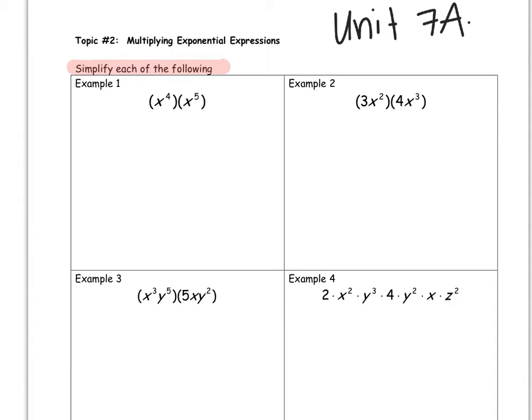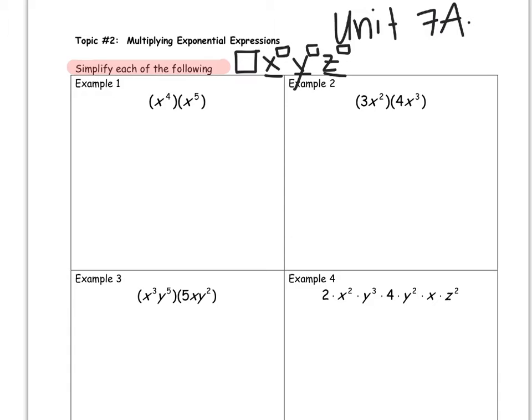A simplified expression means it looks like this. It has a number out front, if there is a number, and then any variable to an exponent, another variable to an exponent, another variable to an exponent. So it could be x, y, z, or a, b, c, or whatever. But basically each variable exists only one time.